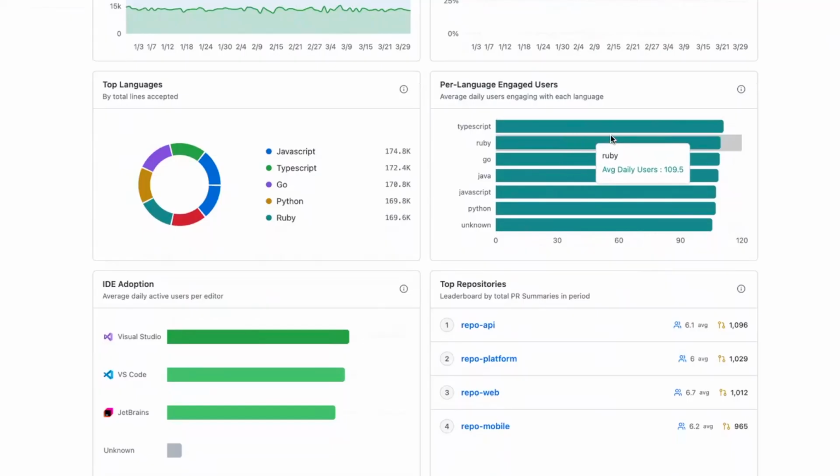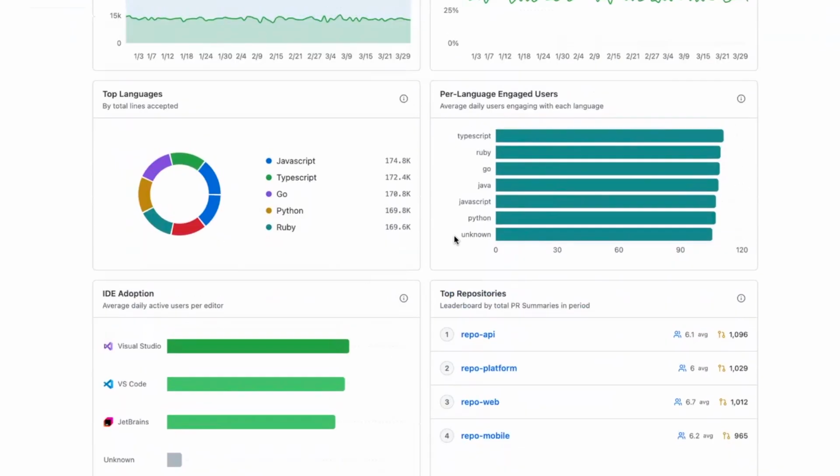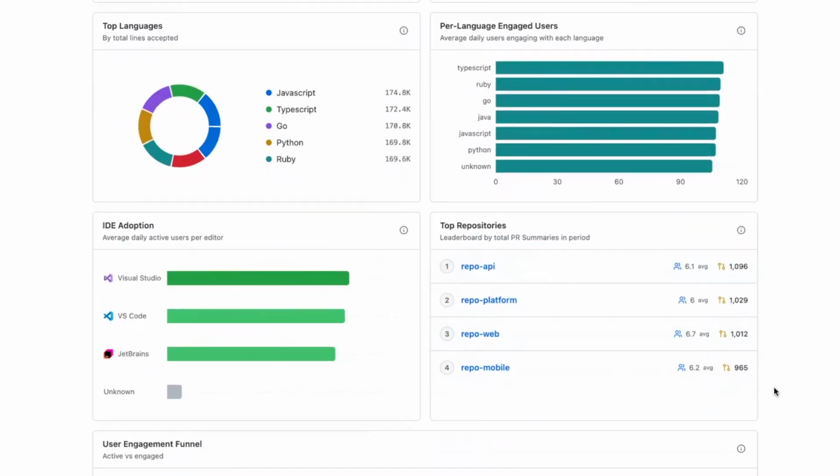The per-language engaged users is across different users. Your engineers, I'm pretty sure, are writing across different languages and stacks, so you can see that here as well. In terms of IDE adoption, you can see which IDEs are most used in your team. And then repos as well: you can see which repos are the most used, the average users in there, the number of PRs and commits and lines, and all of that.